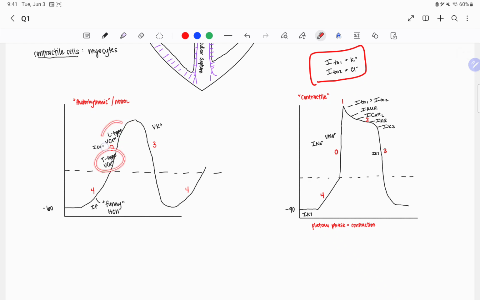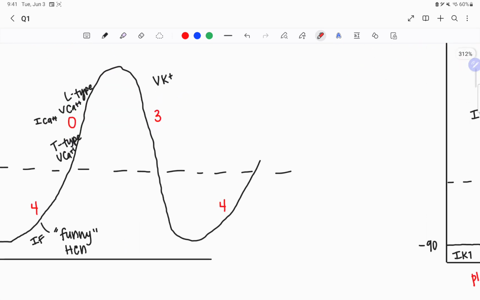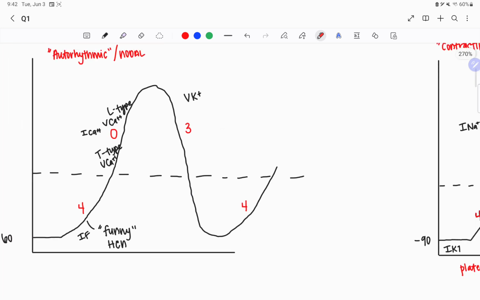These T-type calcium and L-type calcium channels, they open up. So what's interesting is we're not seeing any voltage-gated sodium channels here in these nodal cells, which is another difference. They're almost always voltage-gated sodium channels associated with action potentials, right? But these will just be calcium.